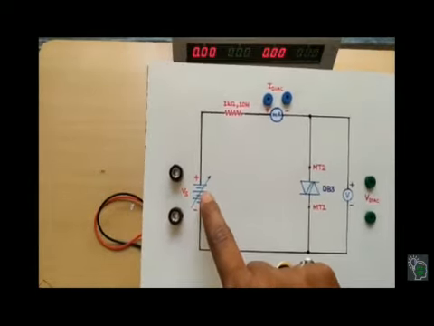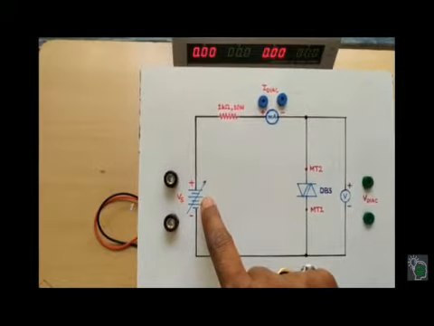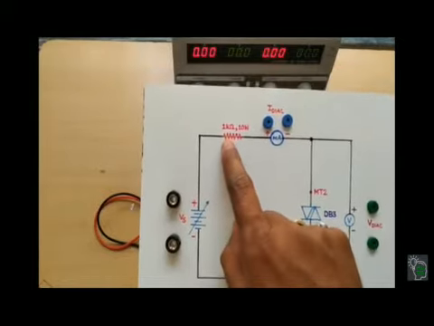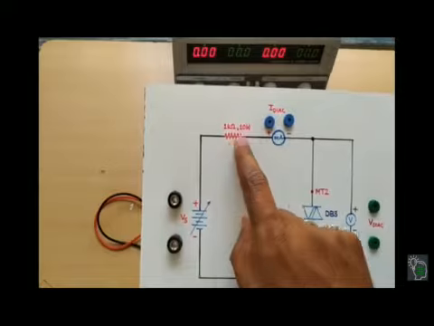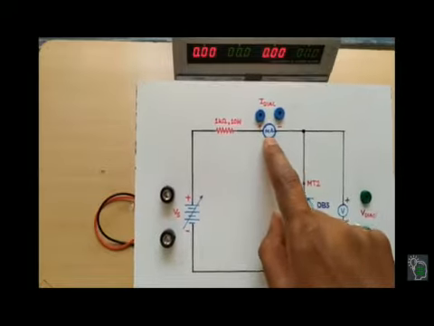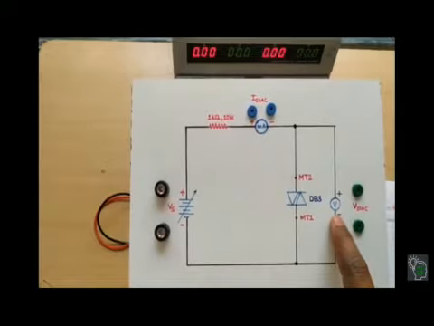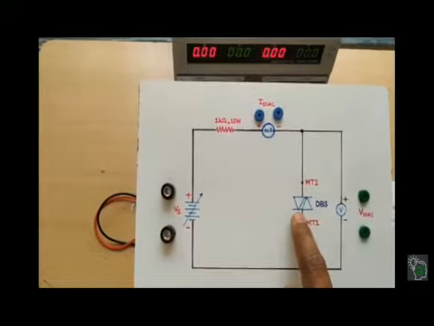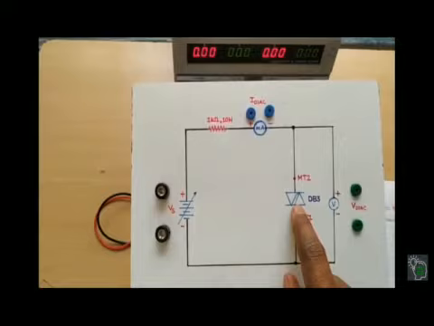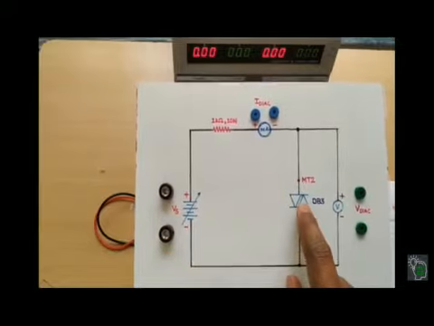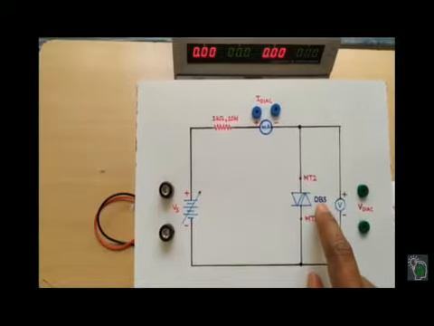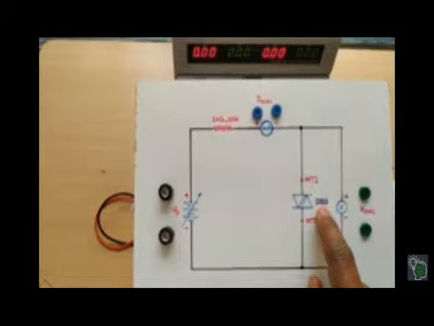We are connecting the power supply here. Then a 1 kilo ohm resistor we are using here. Then we are connecting the milliammeter in series here. Then we are measuring the voltage across the DIAC by connecting the multimeter. DB3 type of DIAC we are using here.